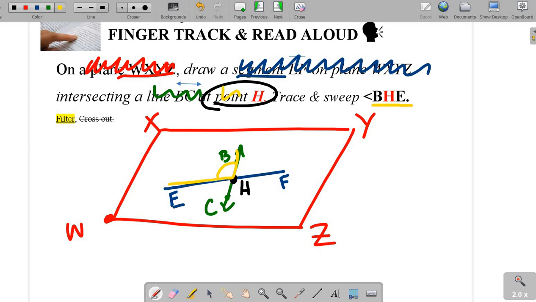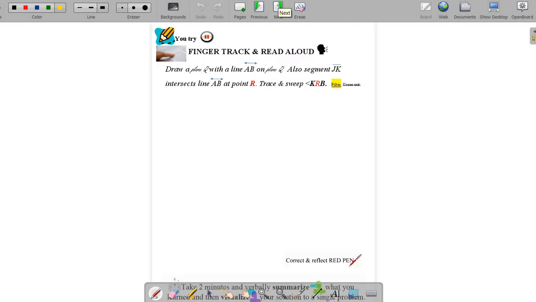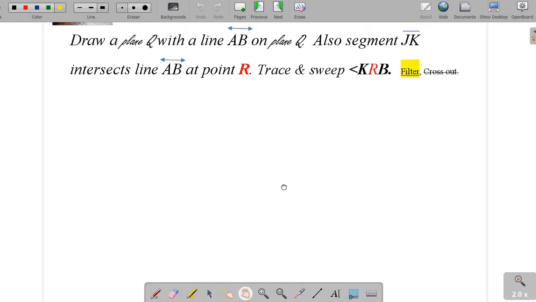Reading with 3 body parts 3 times. Okay, this last page, I want you to practice reading 3 body parts 3 times. Attempt to do this on your own. Pause the video and restart when you're done. Okay, let's see how you did here.